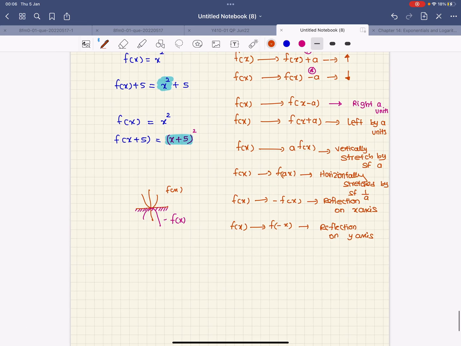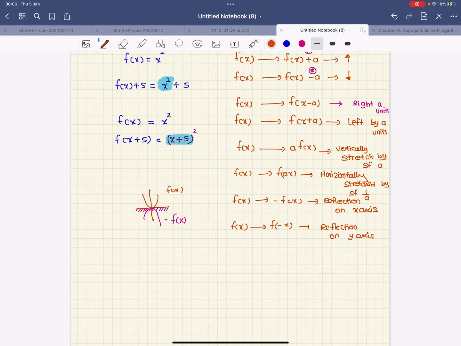That's all the rules that you need to know for transformations. And using these transformations, you should be able to calculate or draw graphs in any sort of questions. Trying to interpret the graphs is quite easier if you know and if you understand these 8 transformation rules.